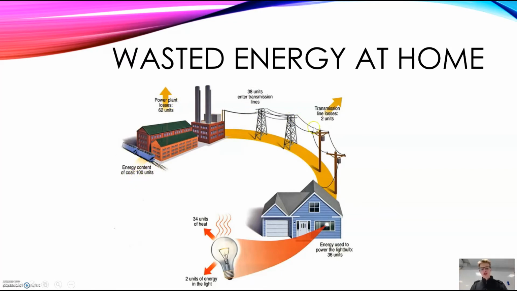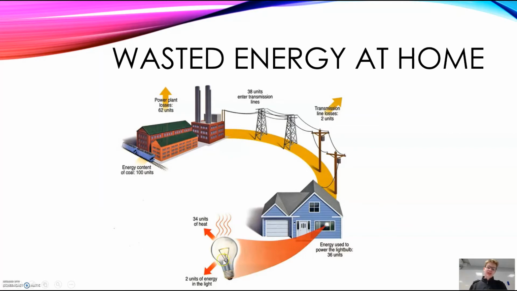And so as those 38 units get transferred along the power lines, even more energy gets lost. Say 2 units gets lost as heat energy. And once it gets to the house, and it's finally being used in a light bulb, we've only got 36 units left, where we started with 100. But in those 36 units, the light bulb doesn't just produce light, which is what we want, it produces heat. And we don't want it to produce as much heat, but it's using 34 units of energy for heat, and only the final remaining 2 get used for light.